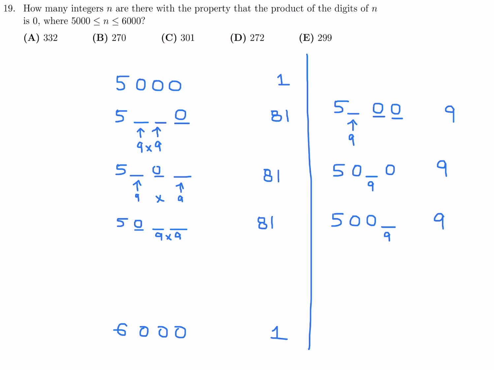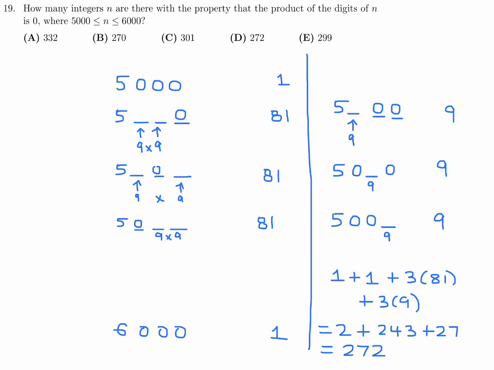So it'd be 1 plus 1 plus 3 times 81 plus 3 times 9. And that looks like 2 plus 243 plus 27. And that is equal to 272. So number 19, the answer is D.